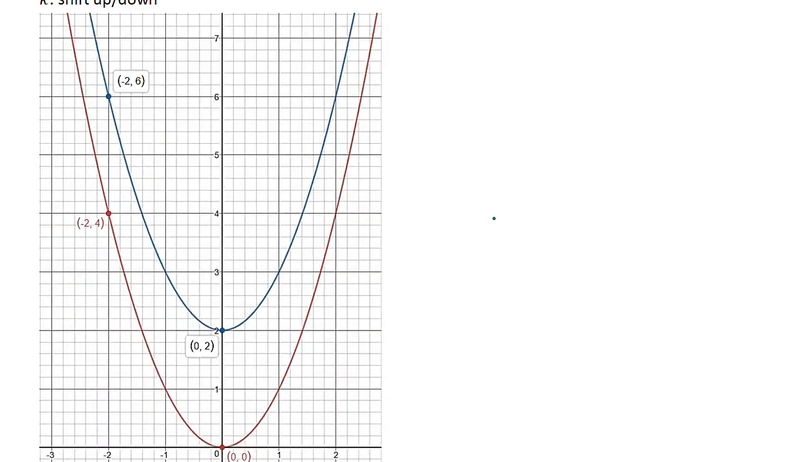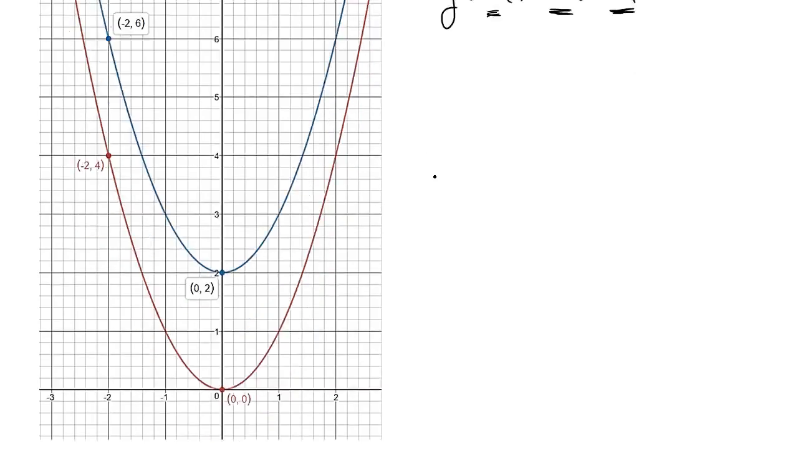Okay, now what does the value of k do? I'll write down our general equation, y equals a(x plus h) squared plus k. Remember, a tells you if it's opening up or down, h tells you moving left or right, k then is telling you whether you're moving up or down.